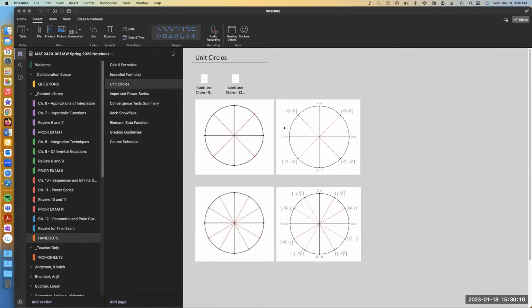So if it's been a while, if you've forgotten, I've got a couple of blank unit circles up here, an 8 sector, multiples of 45 degrees, a 12 sector, multiples of 30 degrees, plus a completed one. You want to be able to do those unit circle values instantly. That's just going to put you at a disadvantage if you don't have that down.